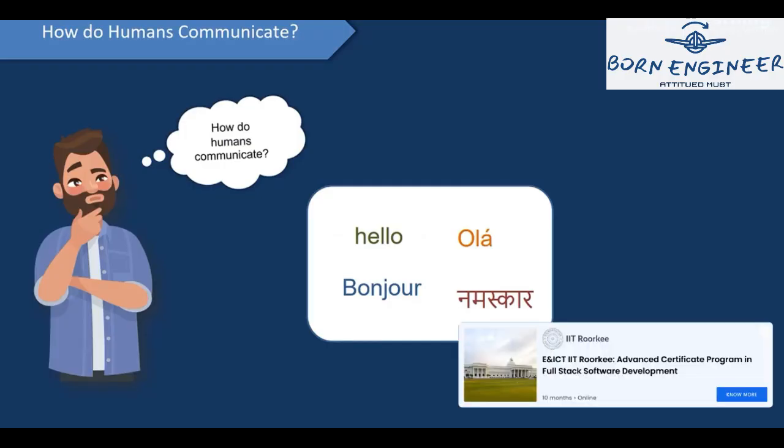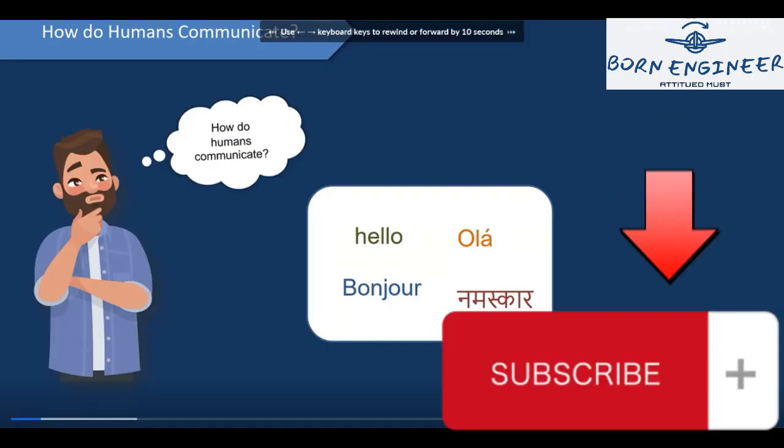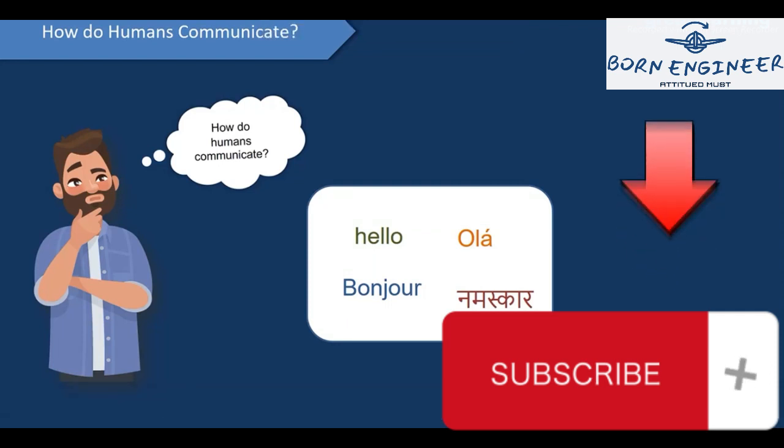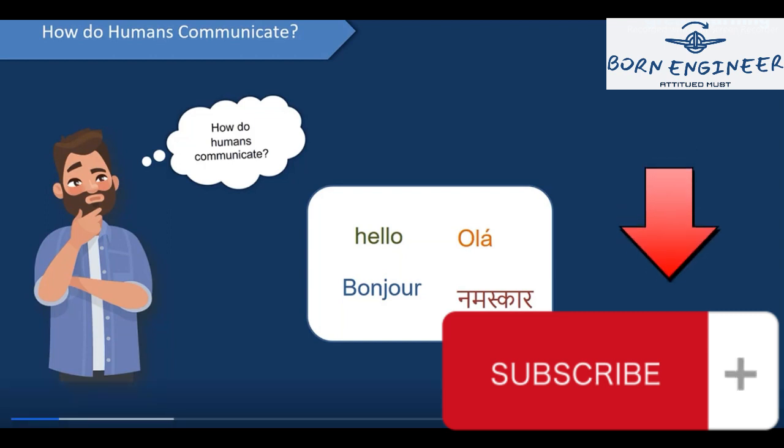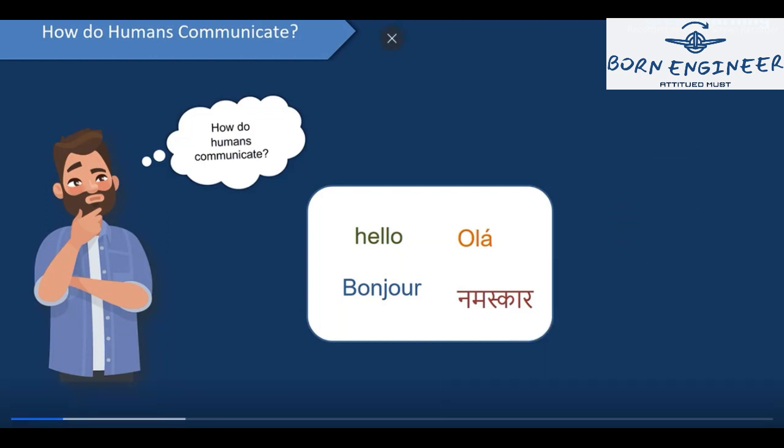I'll start off this session by asking a very simple question. So, tell me, how do humans actually communicate? Well, for two humans to have a proper communication, they need to know a common language, isn't it? Now, people speak infinitely many languages. You've got English, French, Hindi, Telugu, and so on.